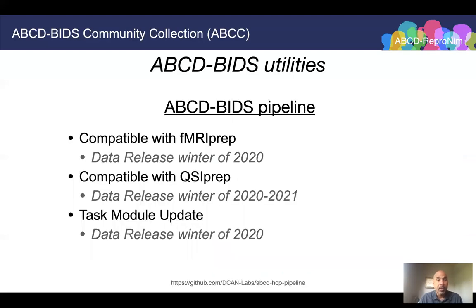All right. So there are a few additions that are being worked on for the current year, and then also into 2021. The pipelines should be compatible with fMRIPrep, which should be available this winter, as well as QSIPrep, an effort out of the Satterthwaite lab at Pennsylvania. And there's also a task module update. So the task data isn't currently available, but it should be relatively soon. And that's work out of Hugh Garavan's lab in Vermont.